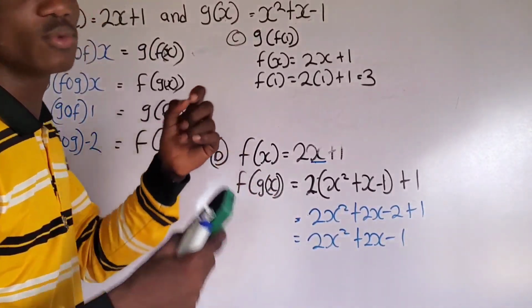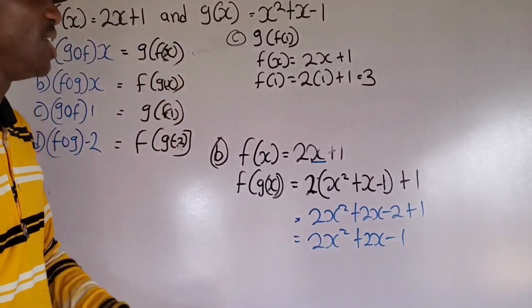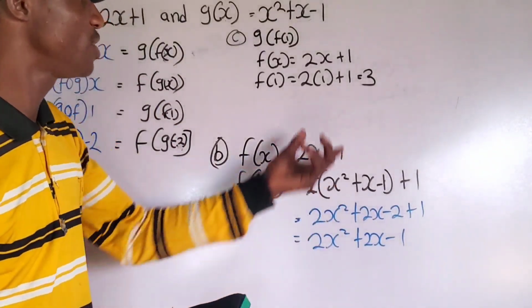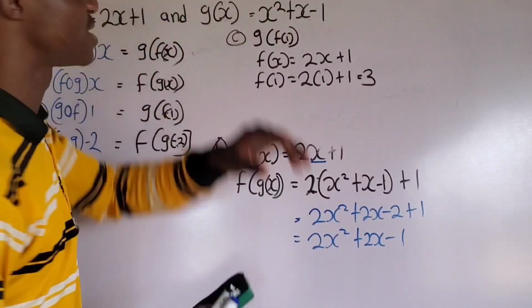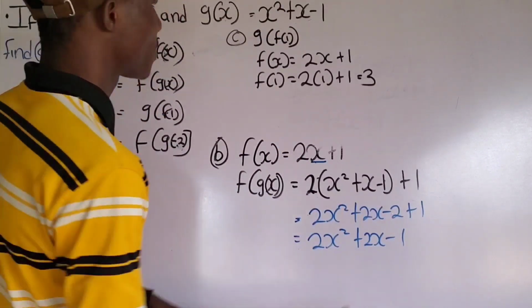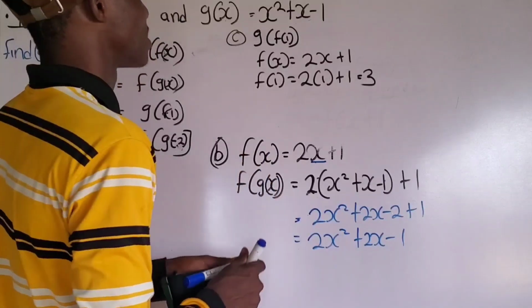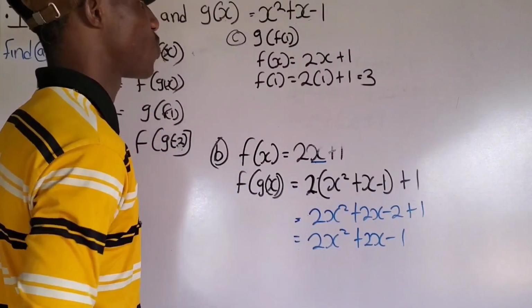That is, when x is 1 in f(x), what will that value give us? It gave us 3, right? So, having done that, all you have to do is substitute the value of 3 as the value of x in g(x). Do you understand? So for this, don't forget that g(x) is x squared plus x minus 1.